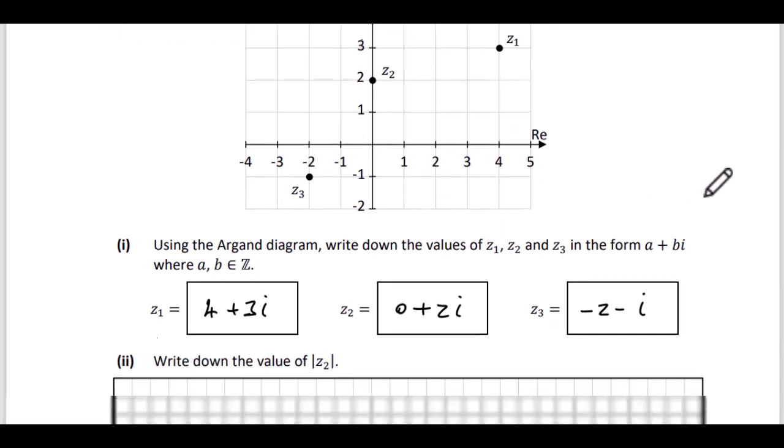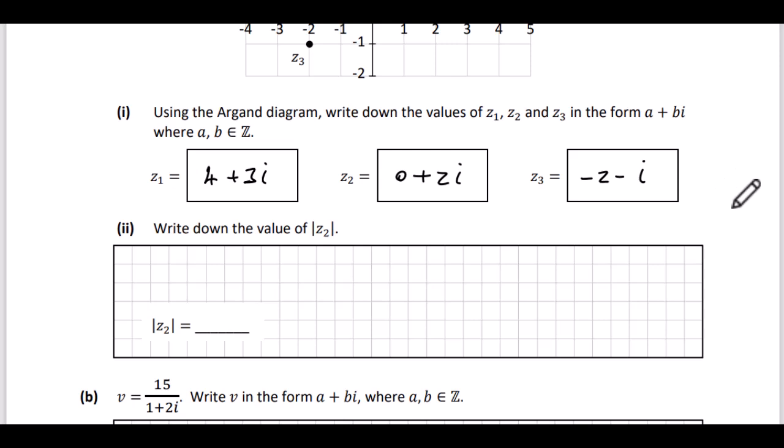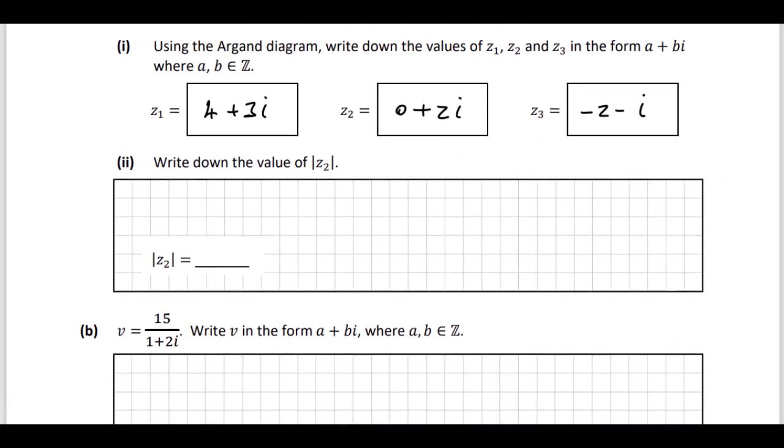Let's have a look at part 2. Write down the value of the modulus of Z2. So the modulus of Z2 is going to be the modulus of 0 plus 2i. What that involves then is taking the square root of a squared plus b squared. So our a is 0, we've got to square it. Our b is 2, which we've got to square. So 0 squared is 0, 2 squared is 4, the square root of 4 is just 2. So the modulus of Z2 is just 2.